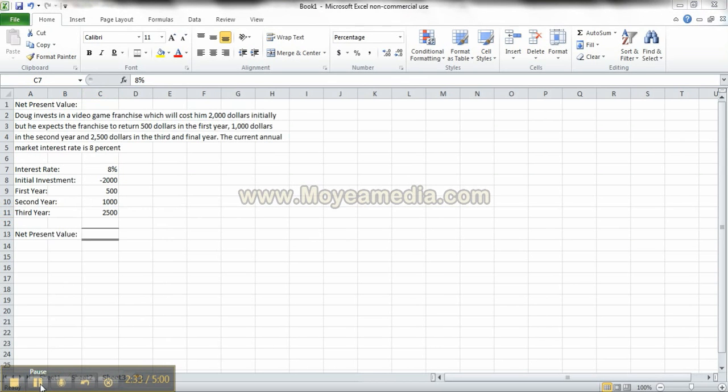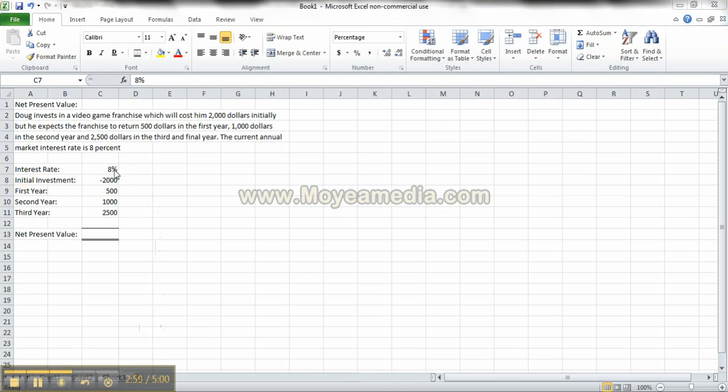Alright, the next function we have for you guys is a net present value function, which calculates the NPV of an investment based on a supplied discount rate and a series of future payments and income. So for example here, Doug invests in a video game franchise which will cost him $2,000 initially, but he expects the franchise to return $500 in the first year, $1,000 in the second year, and $2,500 in the third and final year. And the current annual market interest rate is 8% annually.